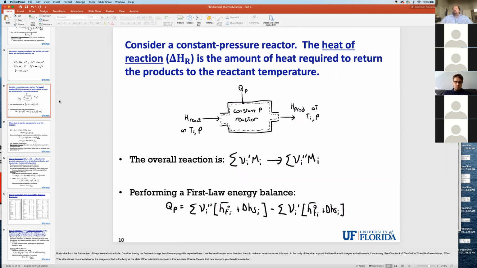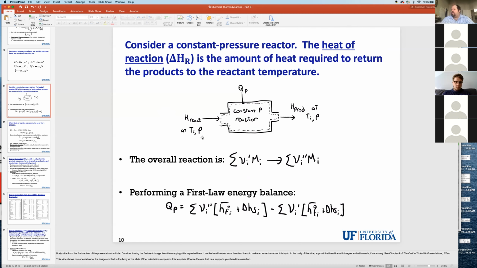Now we're just going to consider a constant pressure reactor. We have a little reactor here. It may or may not be insulated, and we have an inlet with some reactants coming in at some enthalpy H reactants, and by capital H, I mean the total enthalpy coming in, so it is small h times mass, or small h times density, whichever. Then coming out the backside, we have some products, and the temperature may or may not be the temperature at the inlet Ti, but it's a constant pressure reactor.